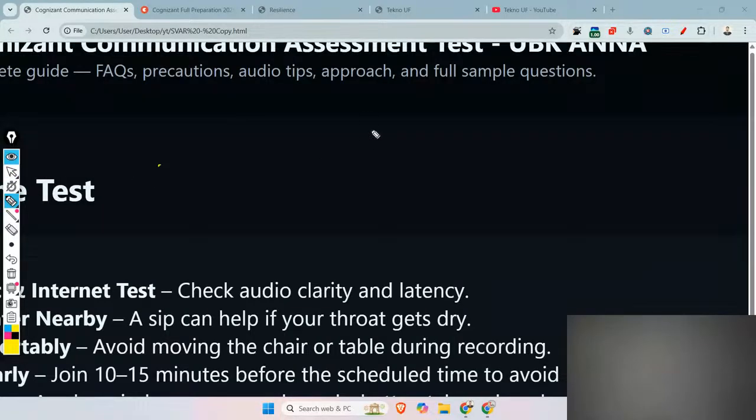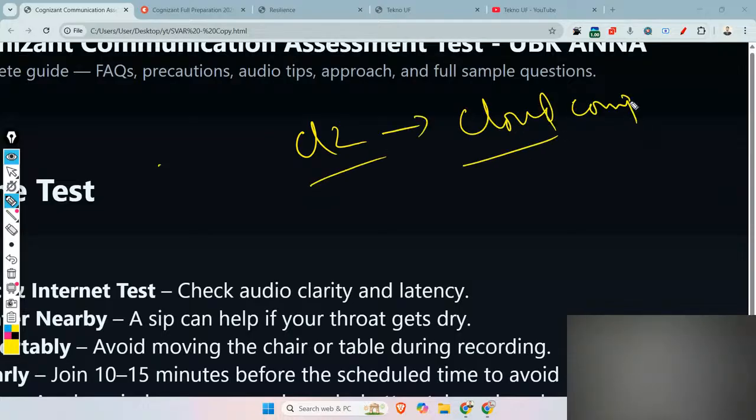Now for cluster 2, if you are selected for cluster 2, you'll be having cloud computing questions, right? 10 MCQ questions.